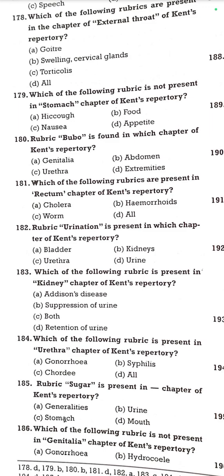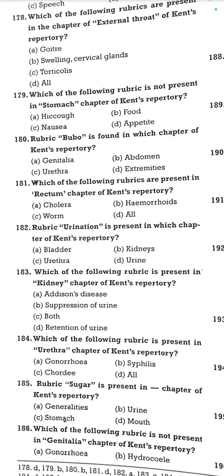Bladder. Next, which of the following rubrics is present in kidney chapter of Kent's repertory? So the answers are Addison disease and suppression of urine. Next question. Which of the following rubrics is present in urethra chapter of Kent's repertory? Gonorrhea, syphilis and chordee. 185. Rubric sugar is present in urine chapter of Kent's repertory.